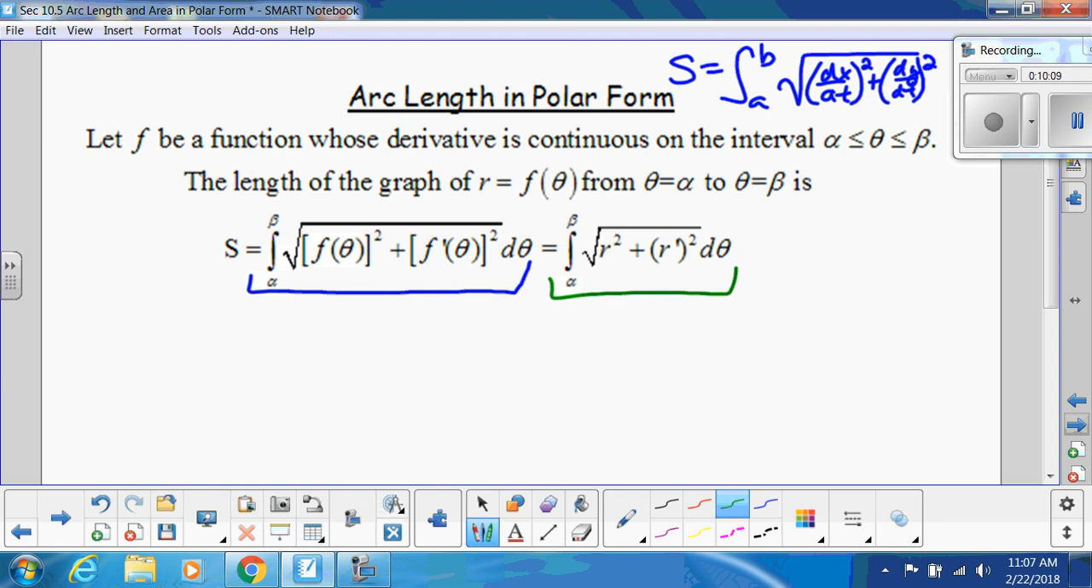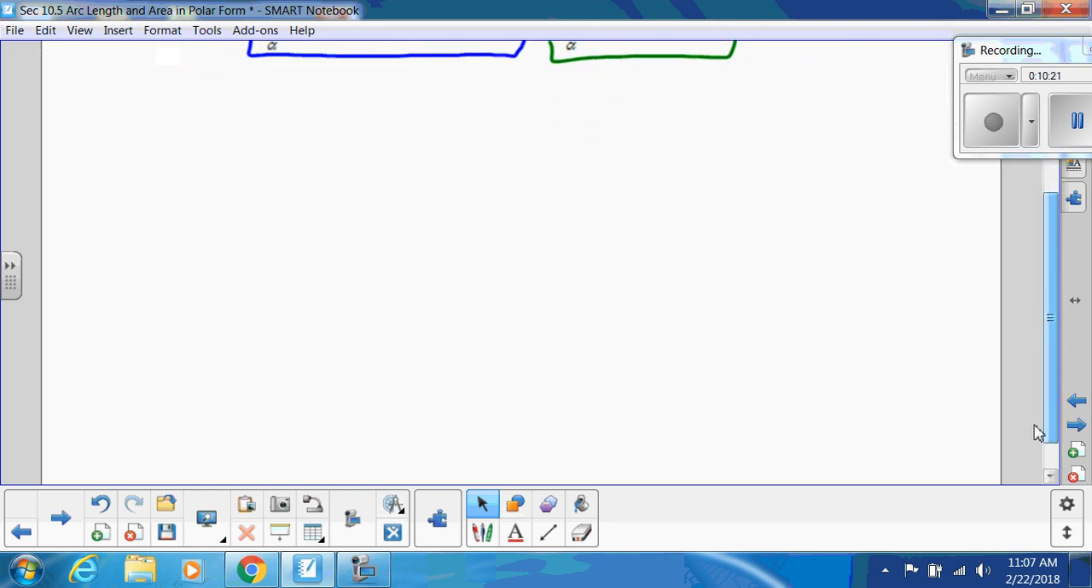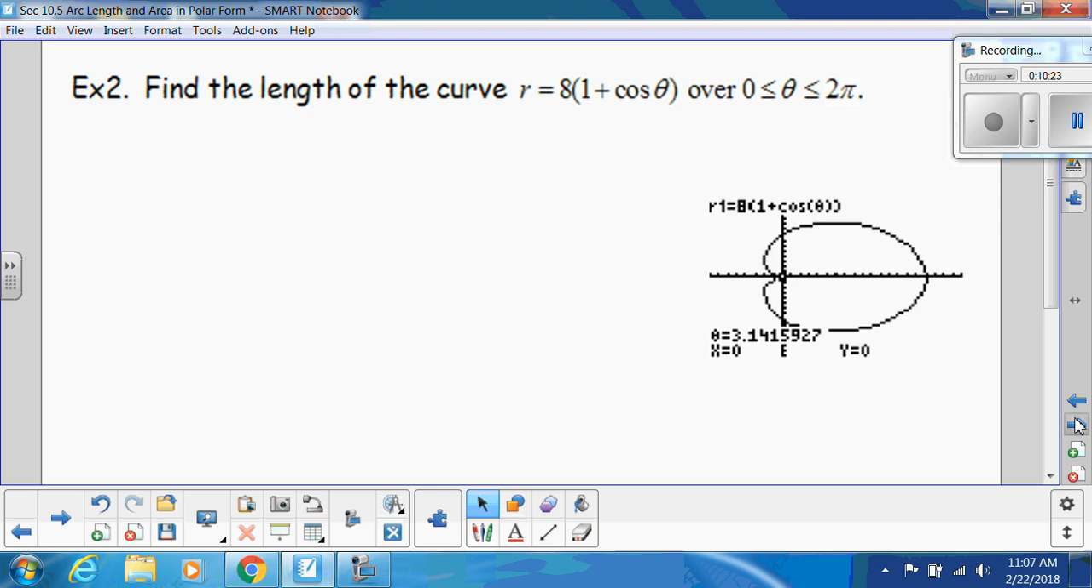Okay, but the main thing is if we're doing arc length, you want to make sure that you're only tracing that part of the graph once. So again, it's important to look at the graph and make sure you're only tracing it out once. Okay, so let's do an example. Find the length of this curve. So we have our r, and we're going from 0 to 2 pi.